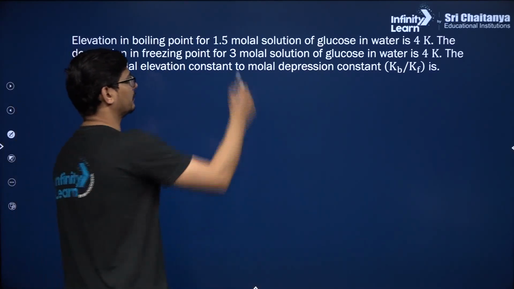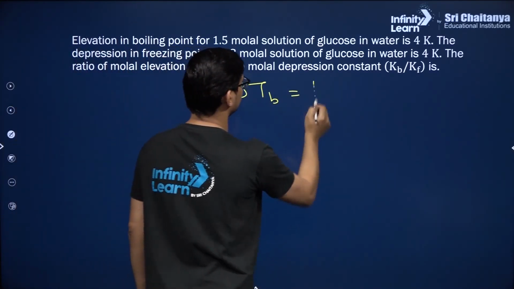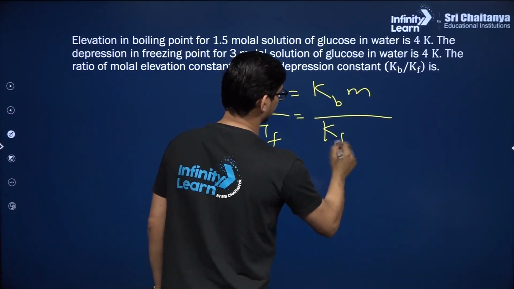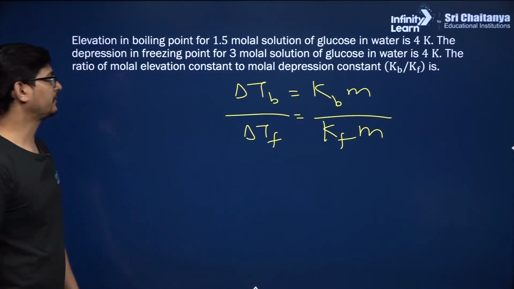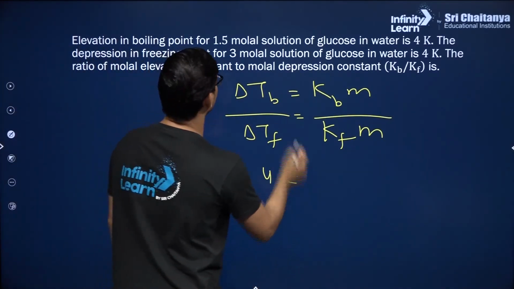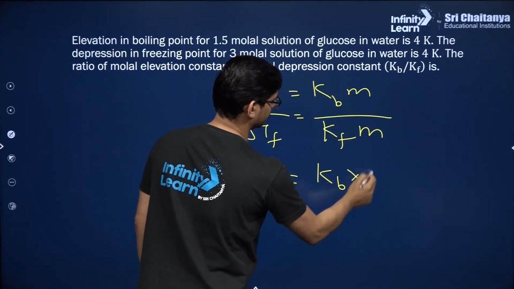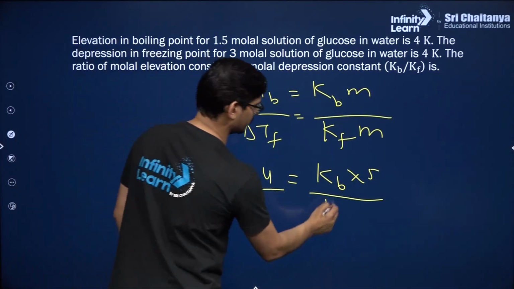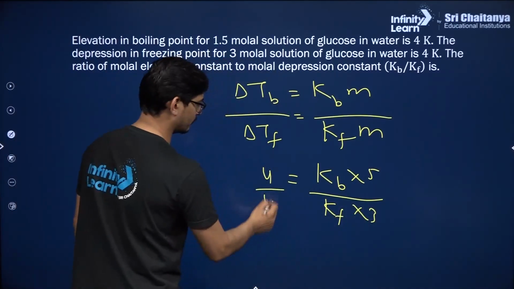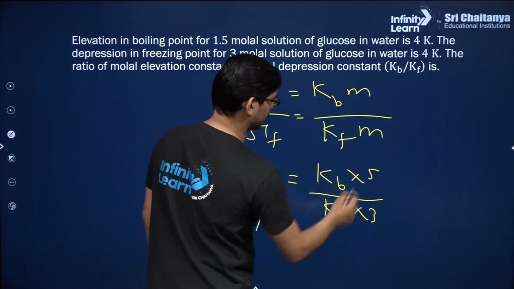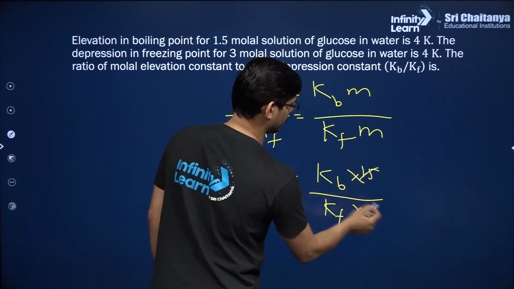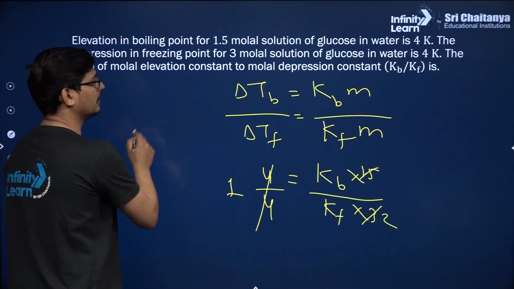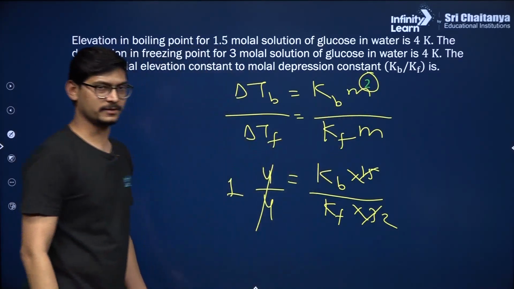Elevation in boiling point for 1.5 molar. So we know that delta Tb is Kb m and delta Tf is Kf m. The elevation in boiling point for a molar solution of glucose is 4. The molality is 1.5, right? The depression in freezing point for a 3 molar solution is also 4. So this is 1 and this is 1.5, right? So this is 2. So Kb by 2Kf is 1, which is basically Kb by Kf is 2. So 2 will be the correct answer in this question, right?